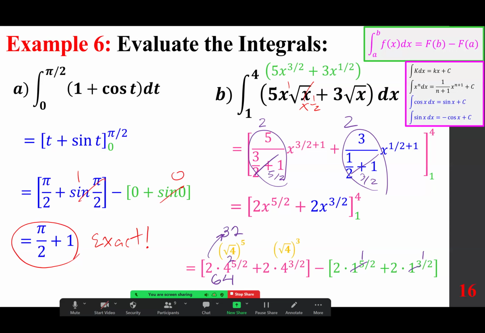4 to the power of 3/2 is square root of 4 cubed. 2 cubed, 8 times 2 is plus 16. The brackets, 2 plus 2 is 4. We have minus 4. 64 minus 4 is 60, and 16. They add up to 76.